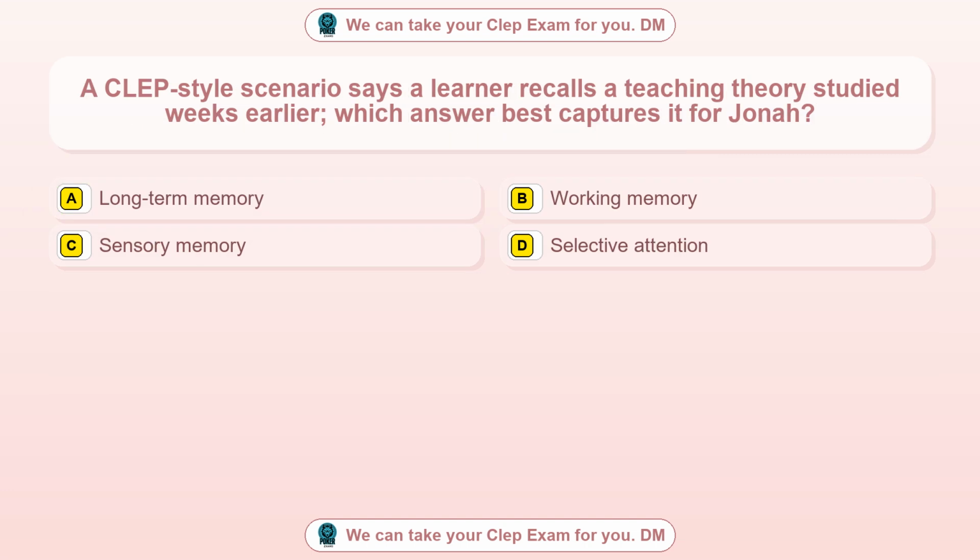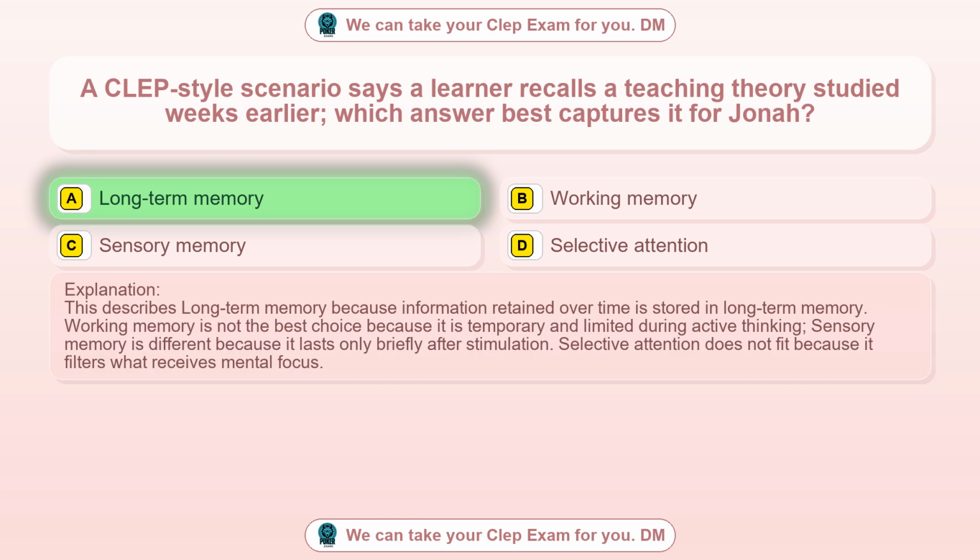Question 35. A CLEP-style scenario says a learner recalls a teaching theory studied weeks earlier. Which answer best captures it for Jonah? Option A, long-term memory. Option B, working memory. Option C, sensory memory. Option D, selective attention. The correct answer is option A, long-term memory.